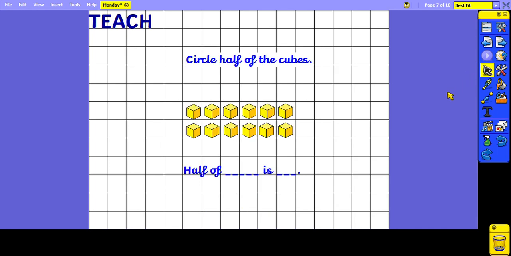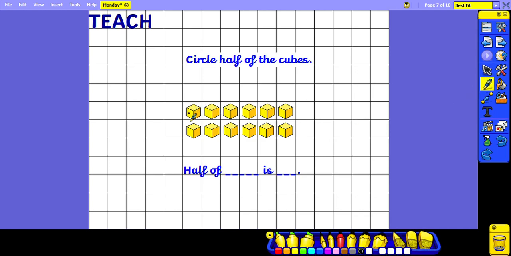Now I've got to circle half of the cubes. So again, let's see how many we've got to start with. 1, 2, 3, 4, 5, 6, 7, 8, 9, 10, 11, 12.